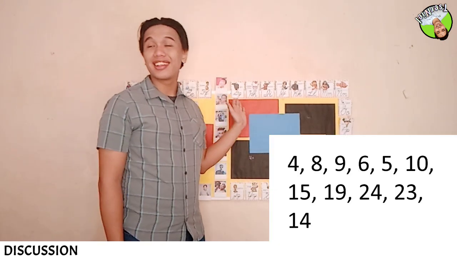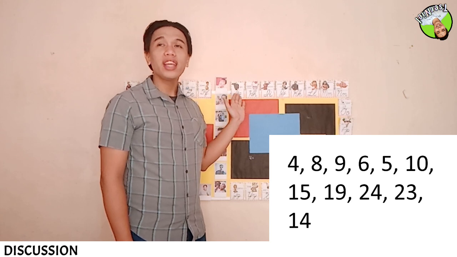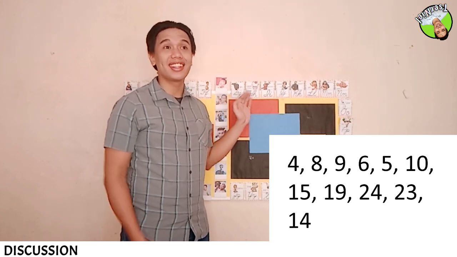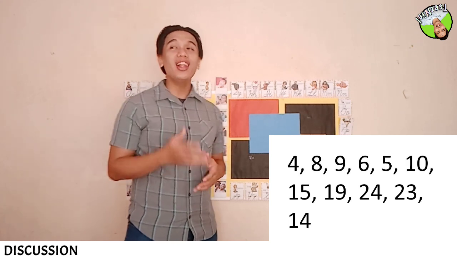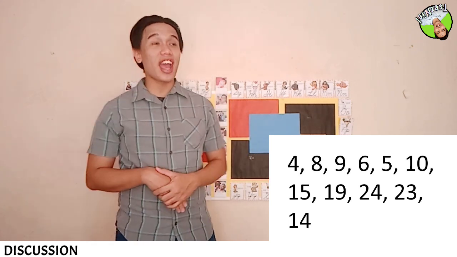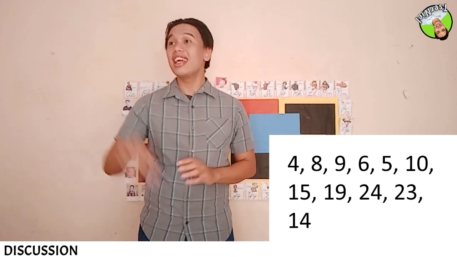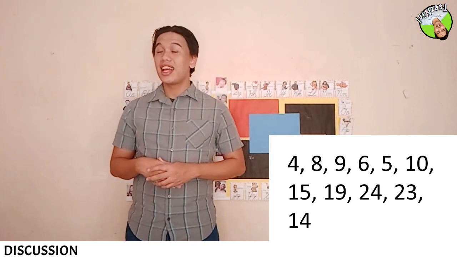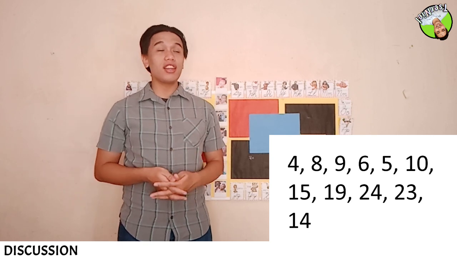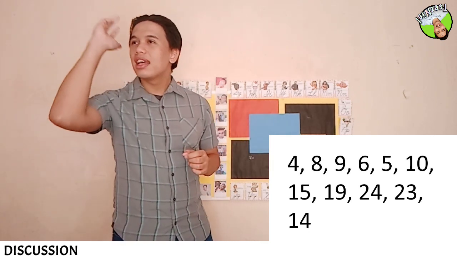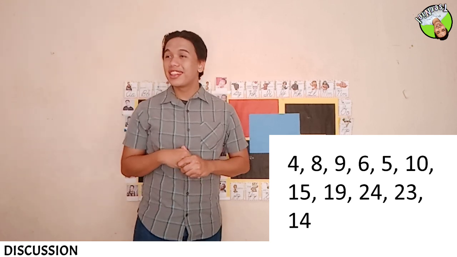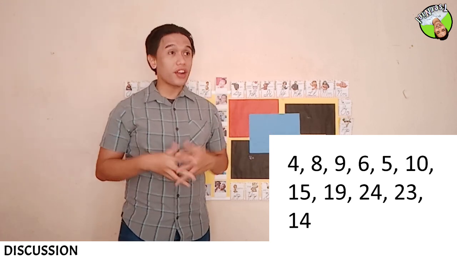Now let's take a look at this set of numbers. What can you say about this set? Yes? The smallest number is 4. Are there other answers? Yes. The biggest number is 24. Are there other answers? Yes. Margie Rose. They are not arranged properly.